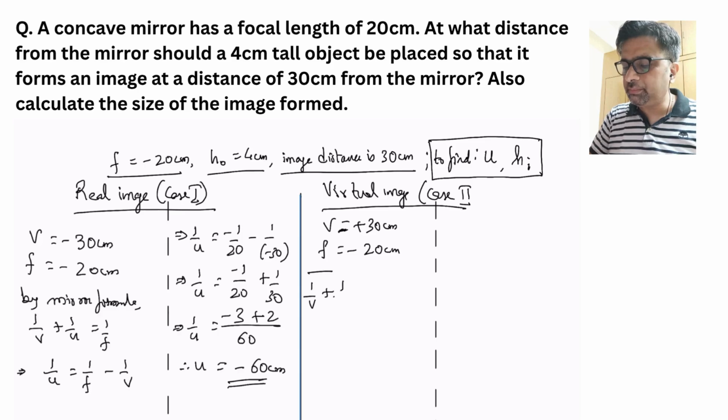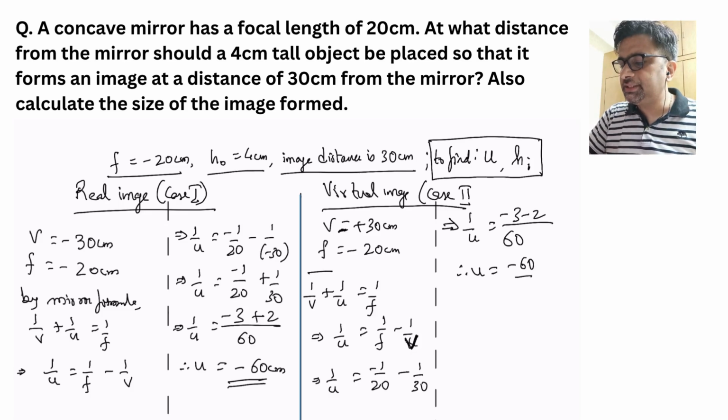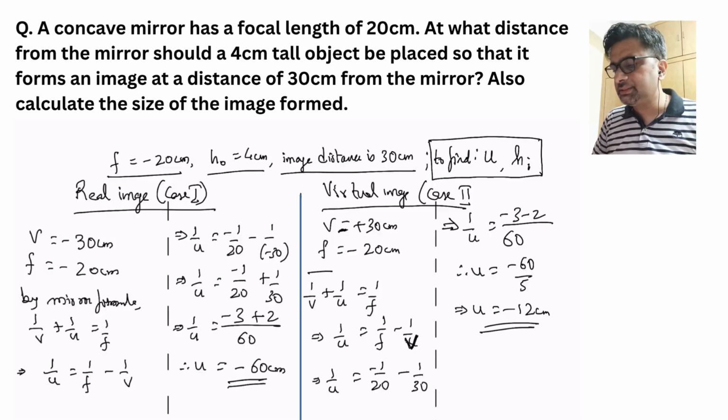1 by v plus 1 by u gives us 1 by f, and therefore 1 by u would come to 1 by f minus 1 by v, and that would get us, so if you solve for u, here we get the LCM as this, and eventually you get to u is equal to minus 60 by 5, and that gets us u is equal to minus 12 centimeter. So we get the object distance.